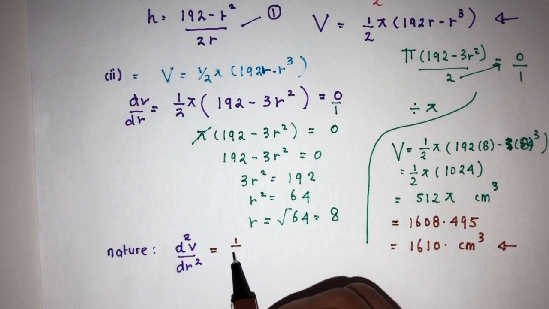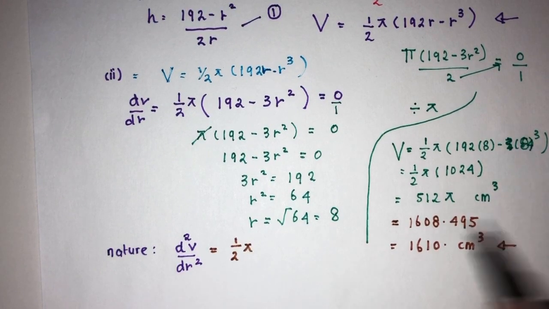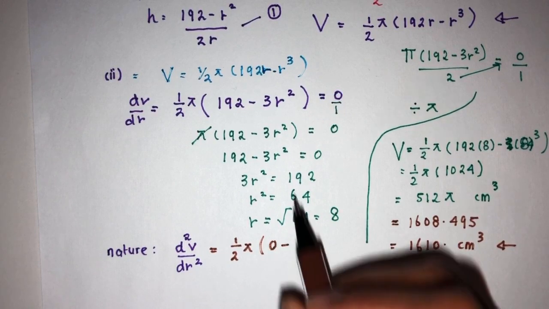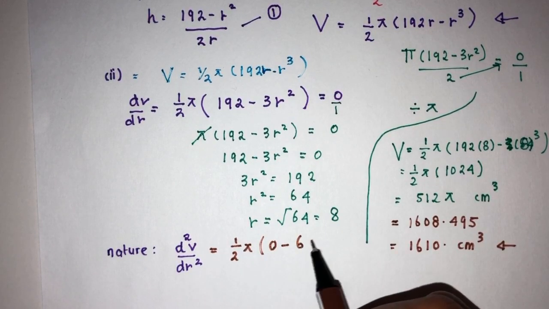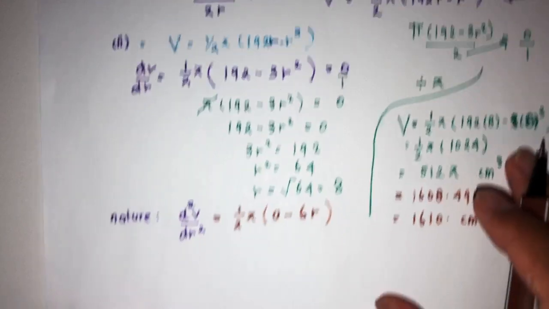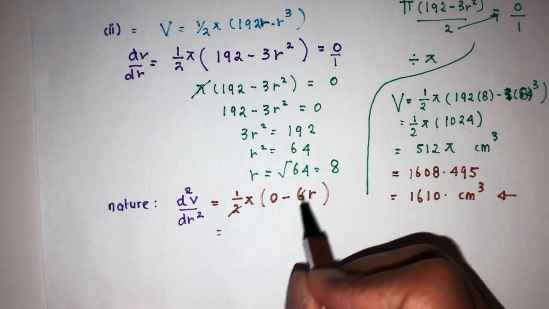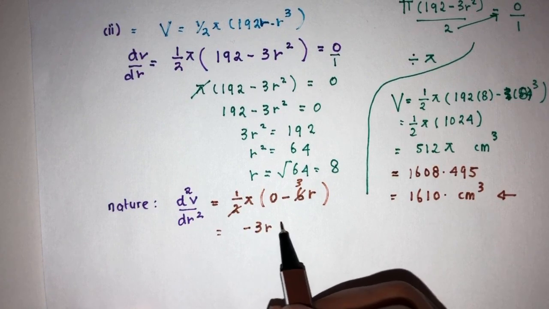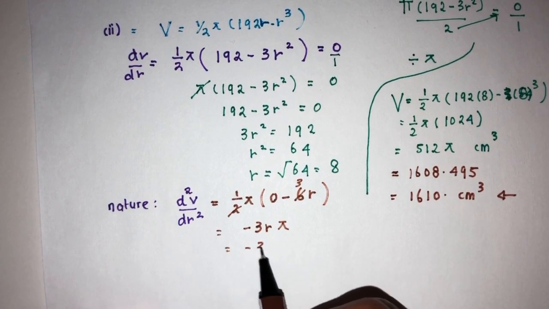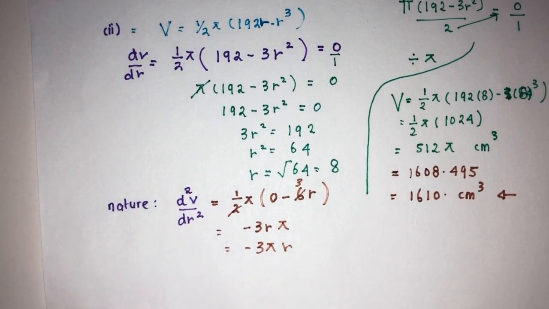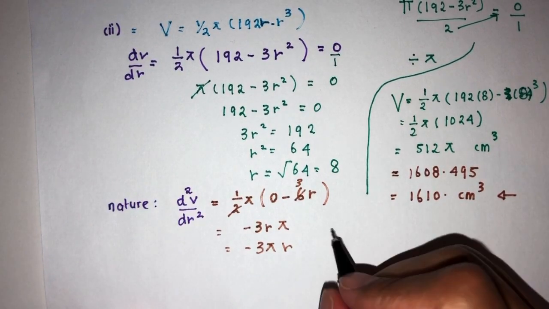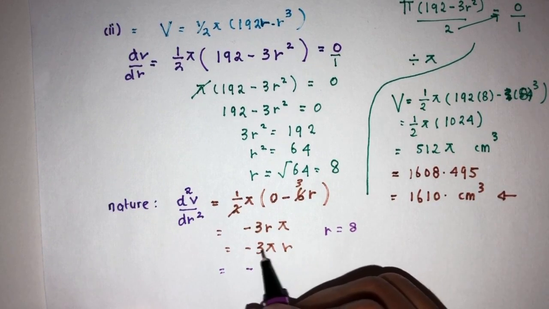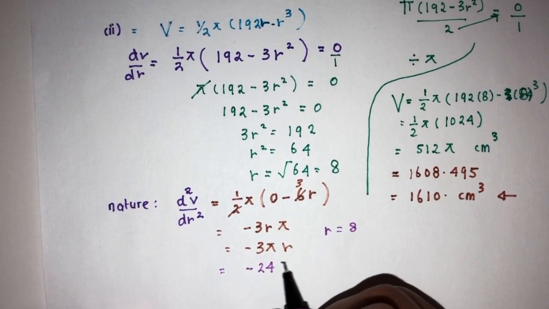So half pi is only a multiple, that will be outside. And on the inside, this will become 0, since it is a constant, and then that will become 6r as your value. Now that will cancel out, that will be 3. That will become minus 3r pi, or minus 3 pi r will be the value of this. Now because r is 8, replace here, you will have 3 times 8 will be minus 24 pi.